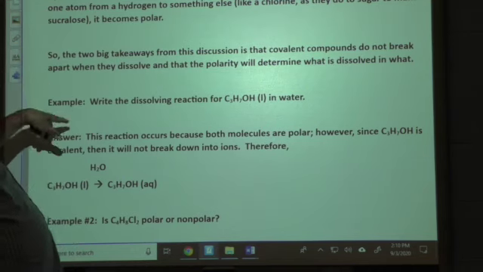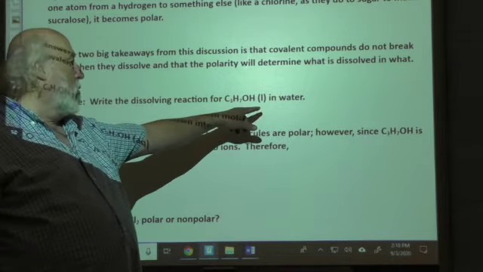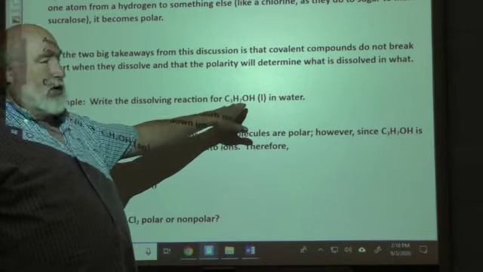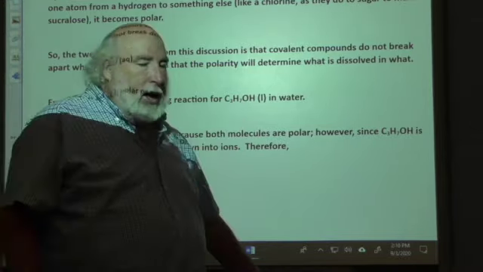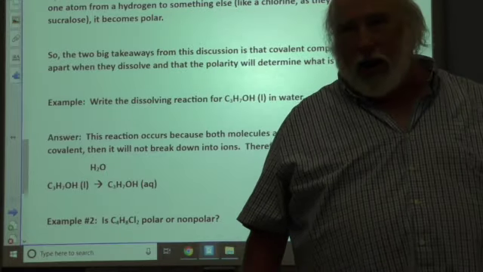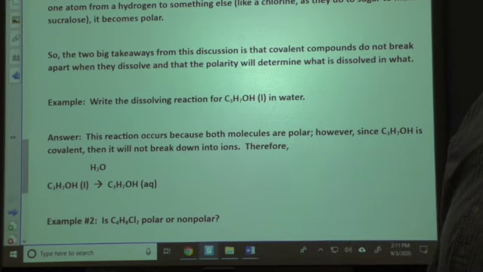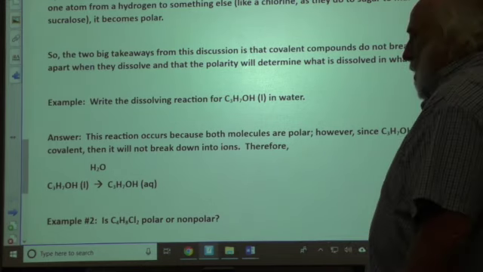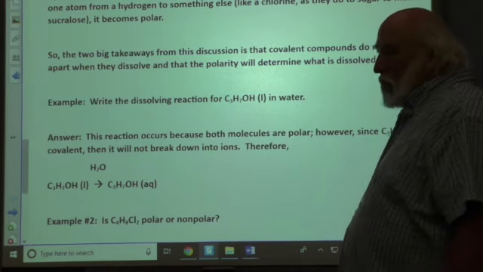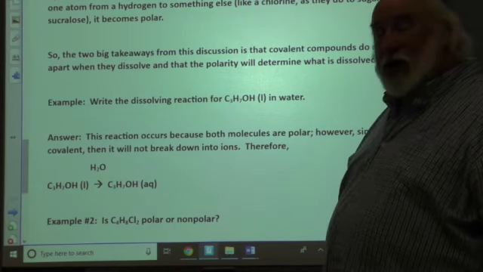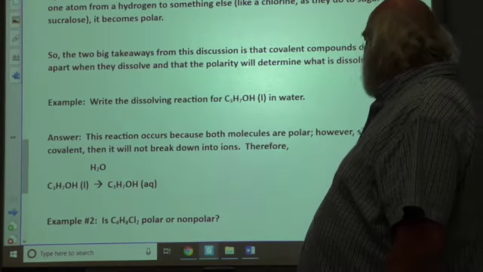So in this case here, it says, write the dissolving reaction for C3H7OH liquid in water. Now, yes, this is written correctly. This is something called an organic compound, and organic chemistry has its own way of writing things that's completely different from what we have learned up to this point, which is what we call inorganic chemistry. And there's a lot more organic compounds in life than there are inorganic compounds. But they're harder to figure out and name, and we get to do that later on this semester. Anyway, so how are we going to write the dissolving reaction for this?